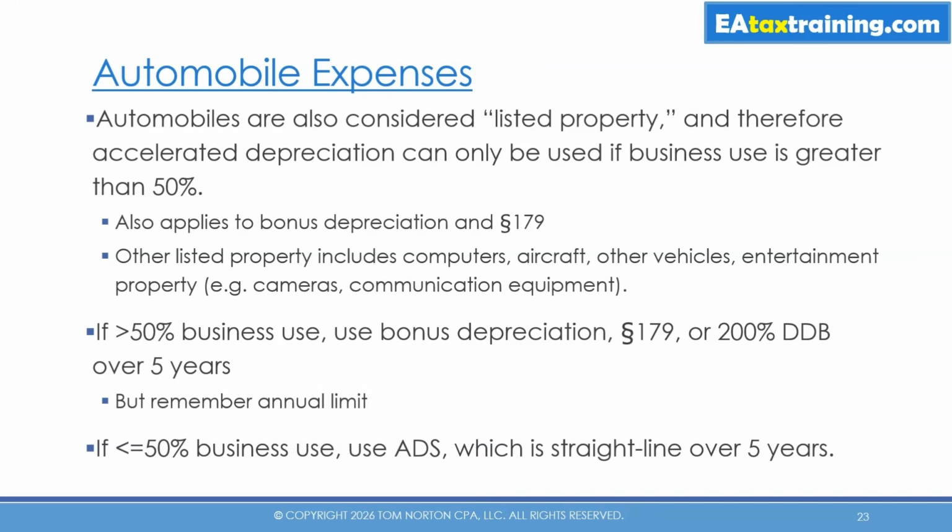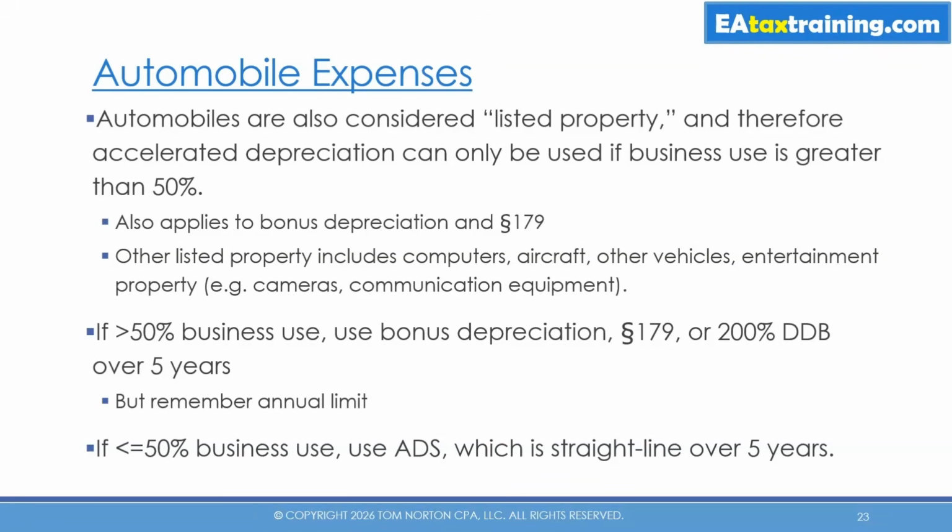So let's talk about how you calculate the depreciation for your automobile. So an automobile is considered listed property, and so therefore there are some special rules. Because it is listed property, you can only use accelerated depreciation if business use of the automobile is greater than 50%. So you keep your mileage. How much is business? If that percentage is under 50%, you cannot use accelerated depreciation. You're going to have to use straight line depreciation. That also applies to both bonus depreciation and 179. If your business use is under 50%, you cannot take either of those.